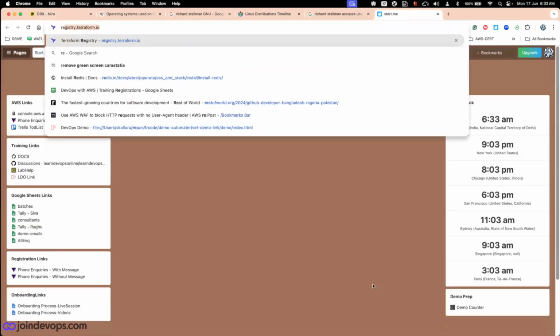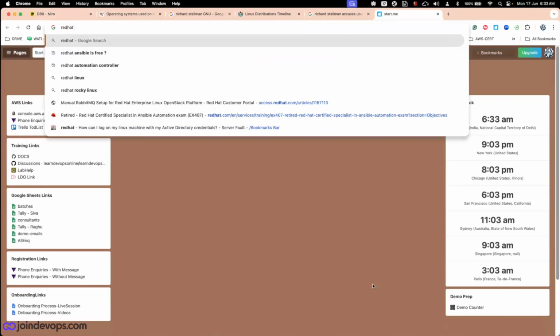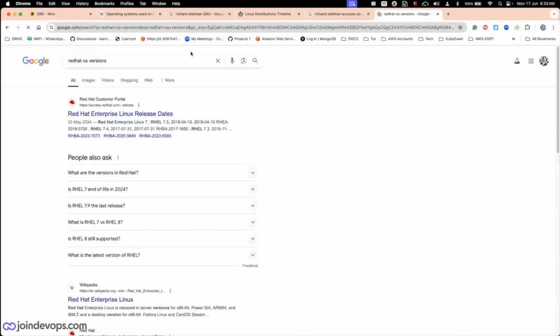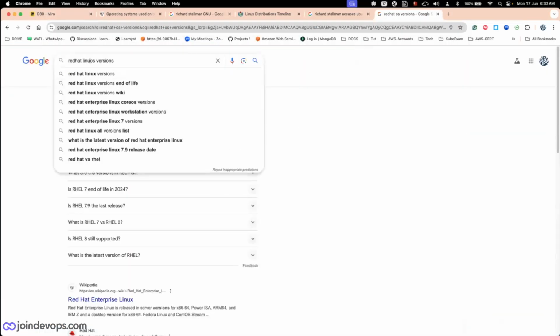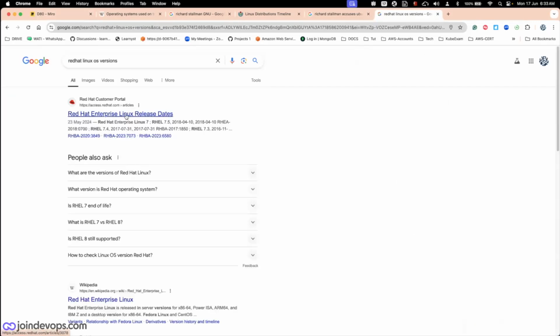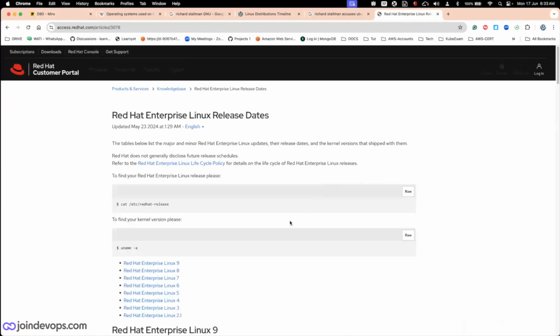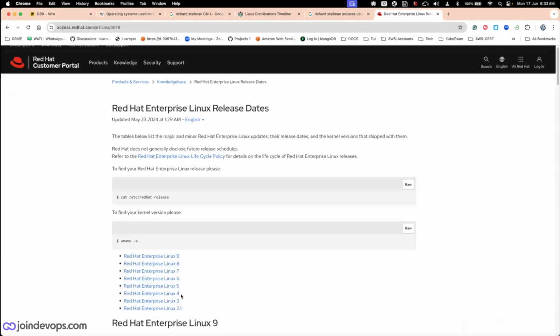Now in Red Hat Linux, the Red Hat OS versions. If I go in, these are the different versions which we have. RHEL, Red Hat Enterprise Linux 9, is the latest version.